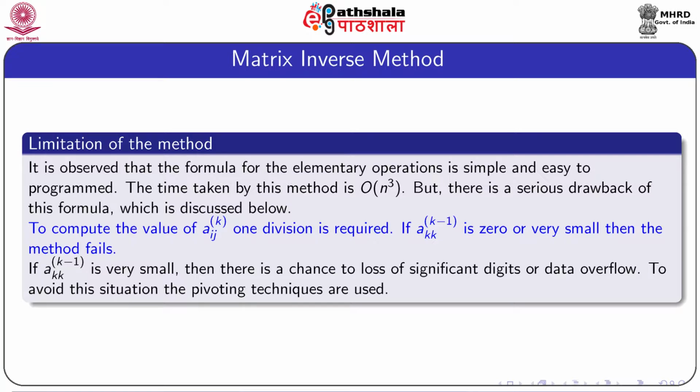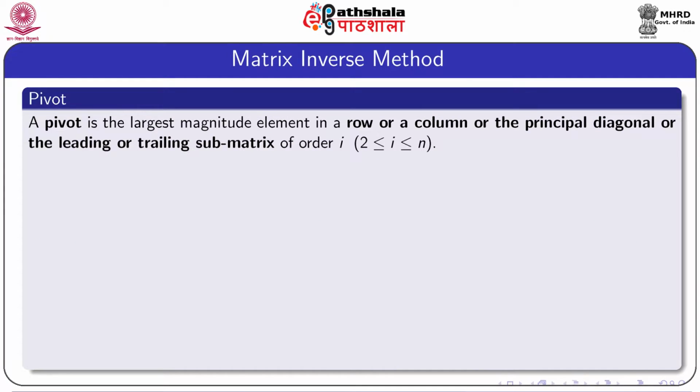But this situation can be avoided by applying an important and useful technique called the pivoting technique, which is discussed in the next slide. Now, we define pivot. A pivot is the largest magnitude element in a row, in a column, on the principal diagonal, or in the leading or trailing submatrix of order i, where i lies between 2 and n.